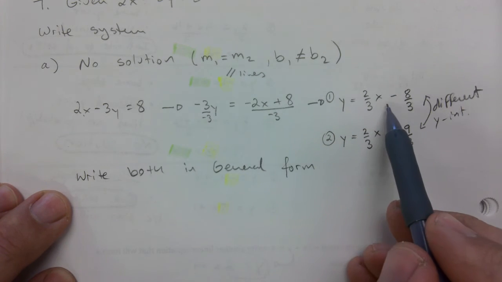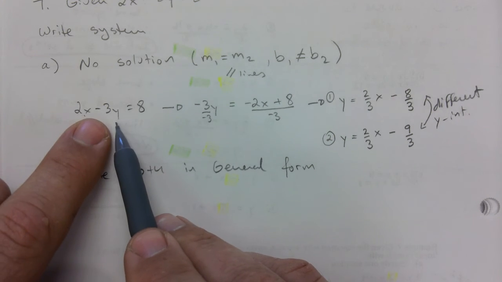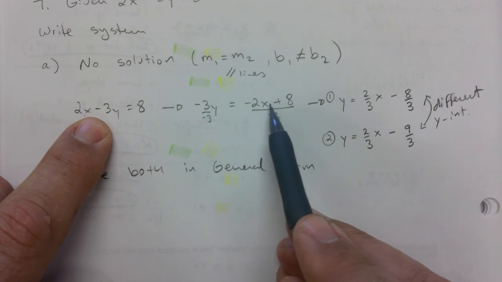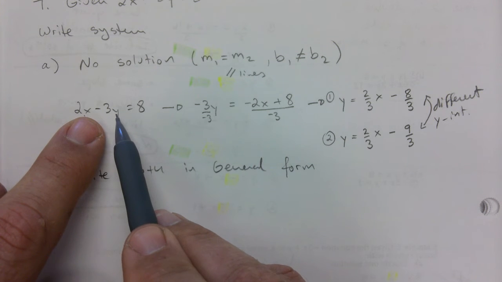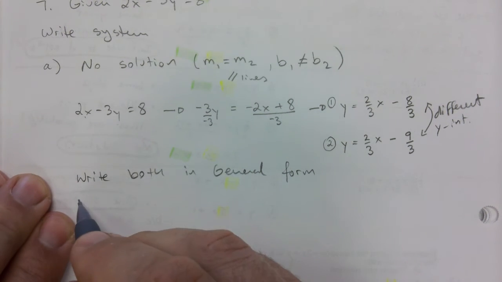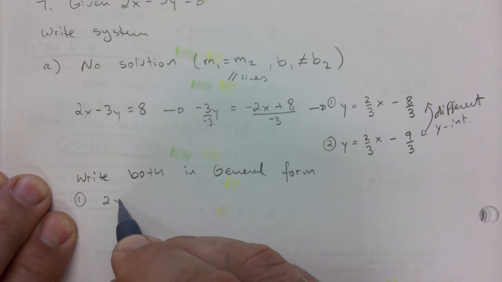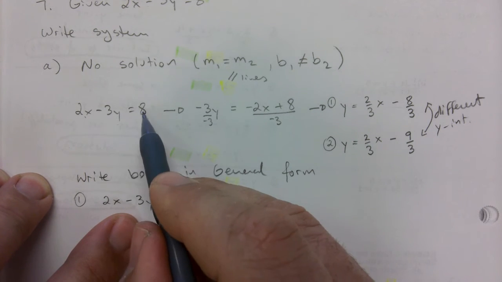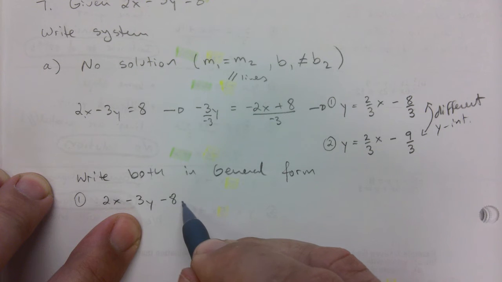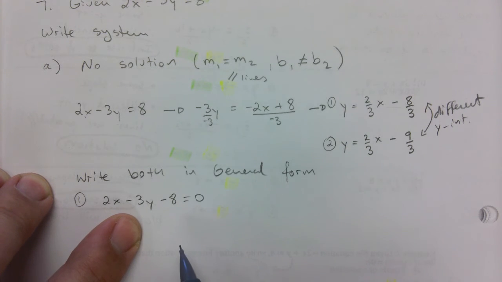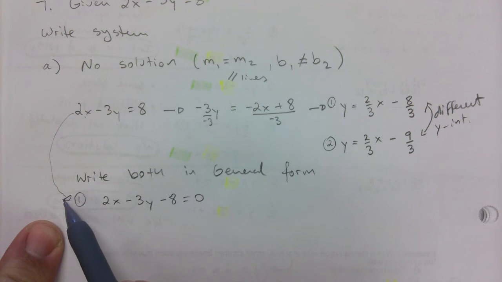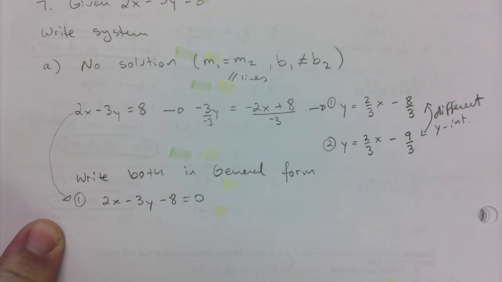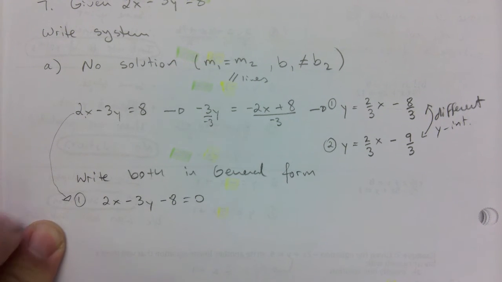Because I went from this is the standard form to the y-intercept, I will just take this one as my first, right? So I will just go 2x minus 3y, and the 8 will come over, minus 8 is equal to 0. So that's this one right here. I just took advantage of that. It was almost in general form, just brought the 8 over, and it's equal to 0. You're done now.